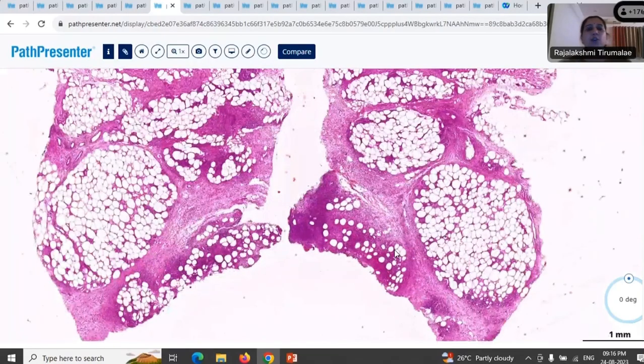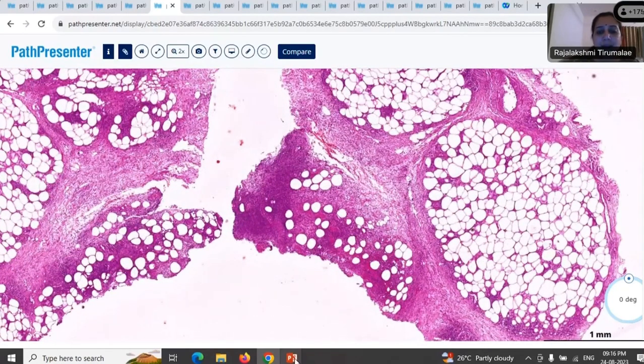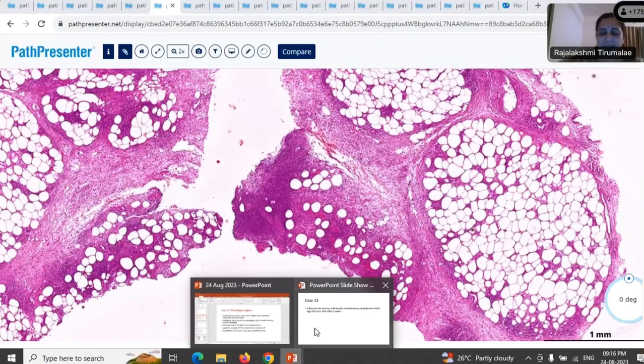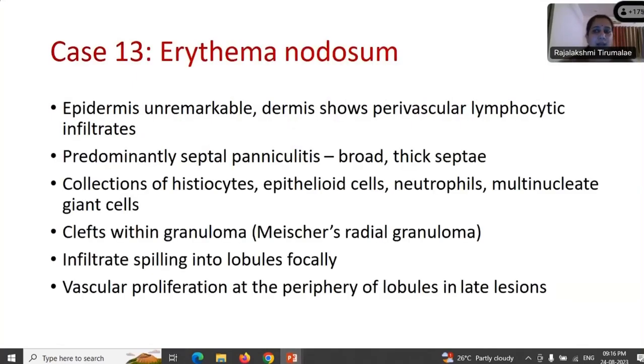The other feature that you're not seeing here, of course, is granulomas. You're only seeing occasional giant cells, but sometimes you may see well-formed epithelioid granulomas. That does not mean that you have to jump and do stains for tuberculosis. Granulomas are quite common in any form of panniculitis. That is not a clue towards the etiology. I'm going to skip Miescher's radial granuloma, which is given in the textbooks. In practice, we don't see it at all, because very often the lesions are biopsied quite late and all we see is a vascular proliferation in the periphery of the lobules.